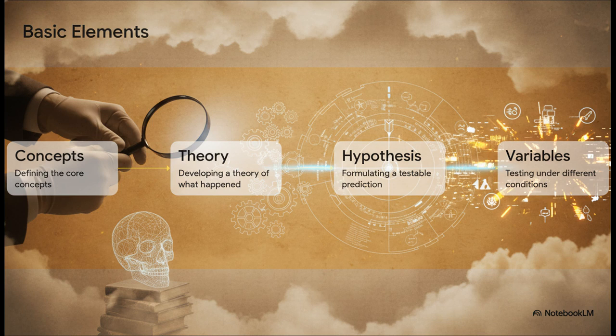Let's look at the basic tactical procedures of this method. First, you define your concepts. Second, you develop a theory of what you think happened. Third, you formulate a hypothesis, which is a testable prediction. And fourth, you introduce variables. Now, how on earth does a historian use a variable? Well, let's say your hypothesis is that a specific war was caused by competing religious ideologies. Your variable might be looking at the exact same event, but strictly through the lens of a different social class. Or maybe you dig through another nation's trade archives just to see if economic factors actually drove the conflict instead. You're literally forming a theory of the case and testing it with different variables, exactly like a forensic scientist.